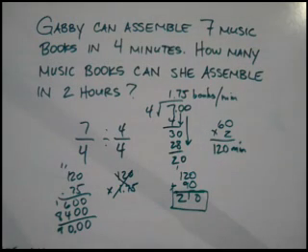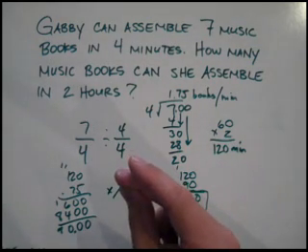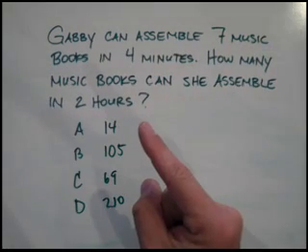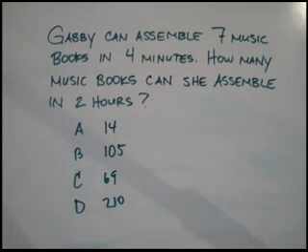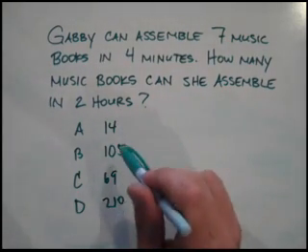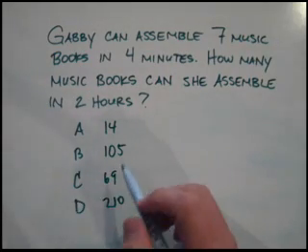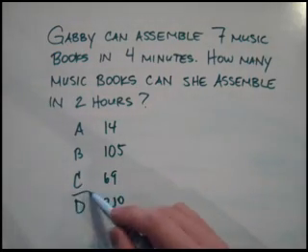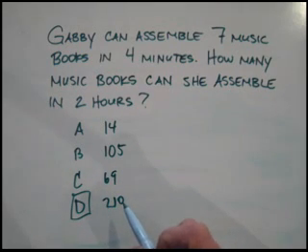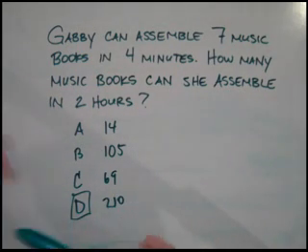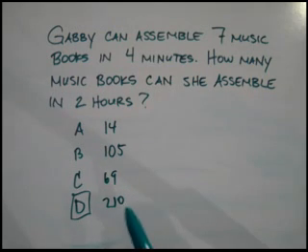So hang on, let's see if we can find our answers. Wait for it, and go! And there they go. Here are our answers. We've got A, 14, B, 105, C, 69, or D, 210. And looky there, check it out. We calculated 210 music books in 2 hours. There's our answer. We are on to the next question.